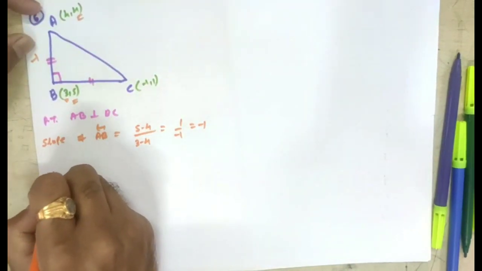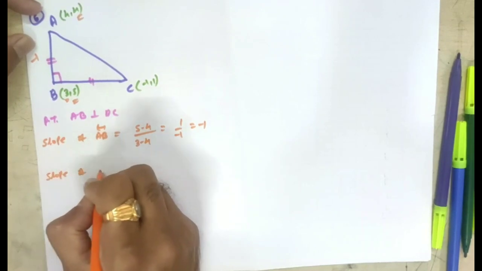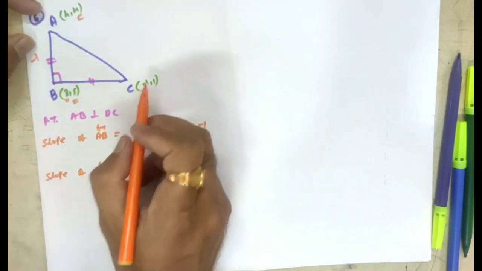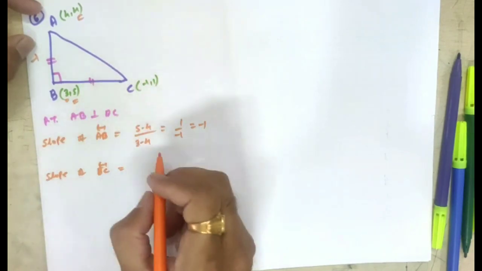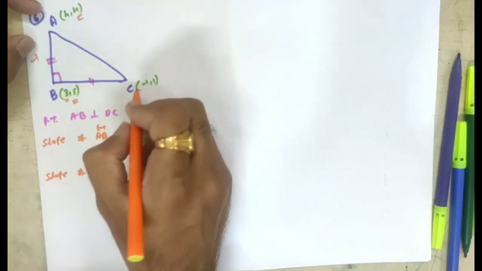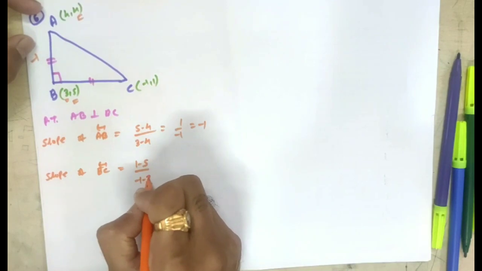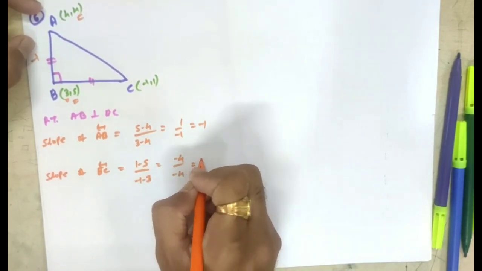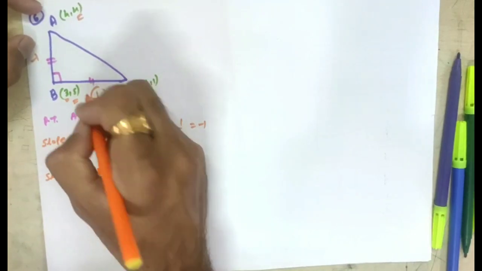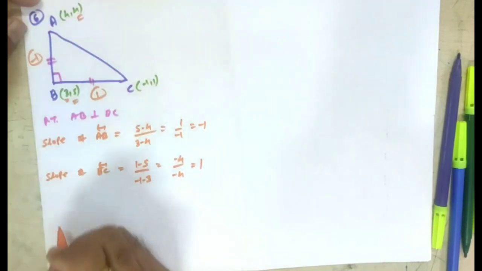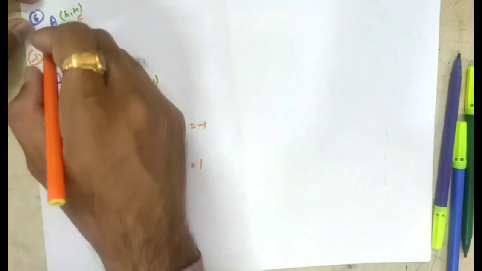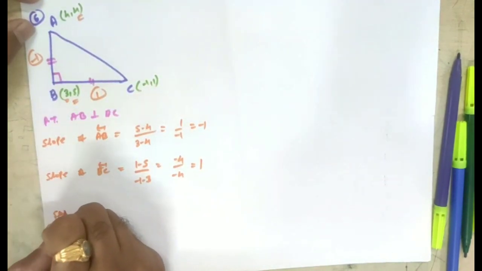Now find the slope of line BC. It's 1 minus 5 upon minus 1 minus 3. This is equal to minus 4 upon minus 4, which is equal to 1. So for this side the slope is 1, and this one is minus 1. Done. Multiply both, and the proof is done. Still, we can find the other slope as well.